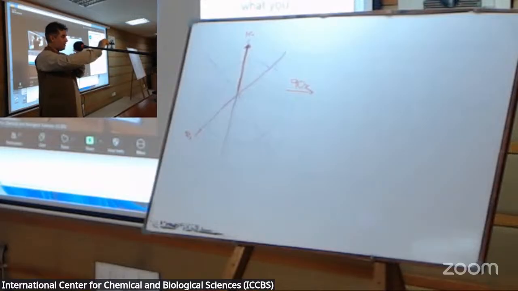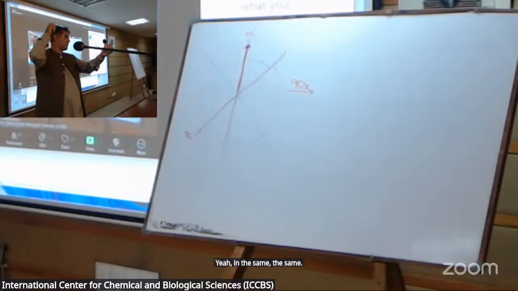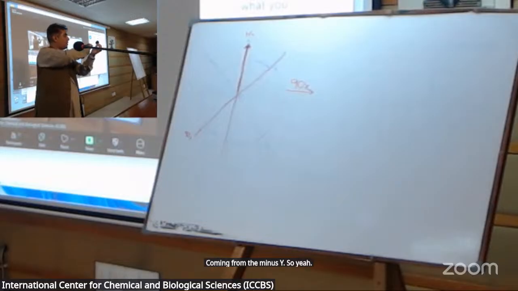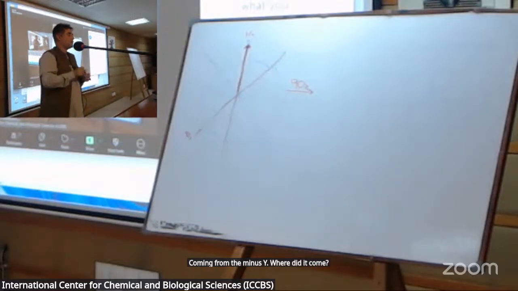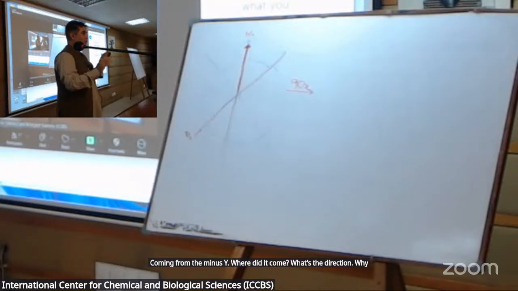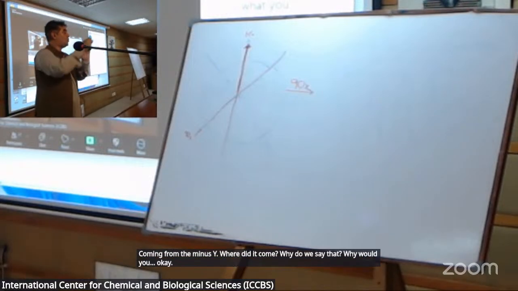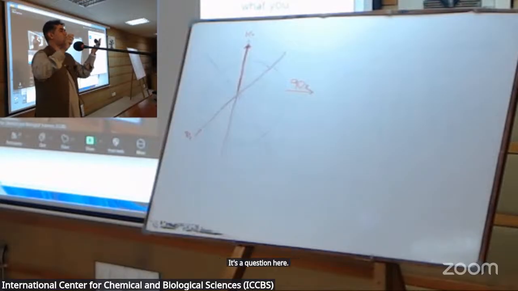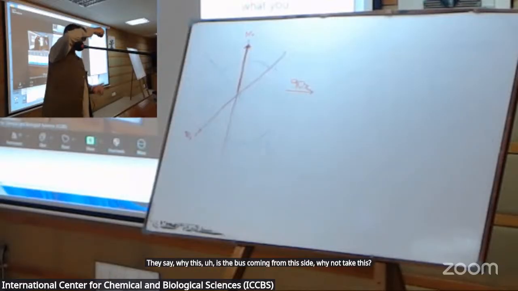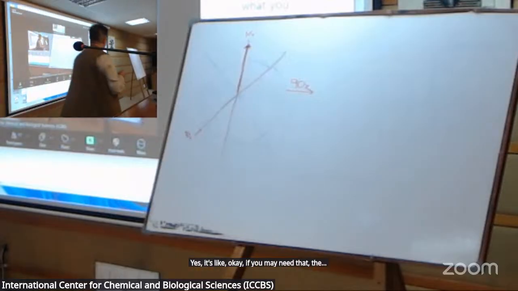It comes from the side. You are explaining the same thing. Yeah, it's the same. If now the pulse is coming from the minus Y, where will it come? Why did you say direction? It's a good question. He said, if the pulse is coming from this side, why not take this side? Okay, if you mean the magnetic field, I will take it.